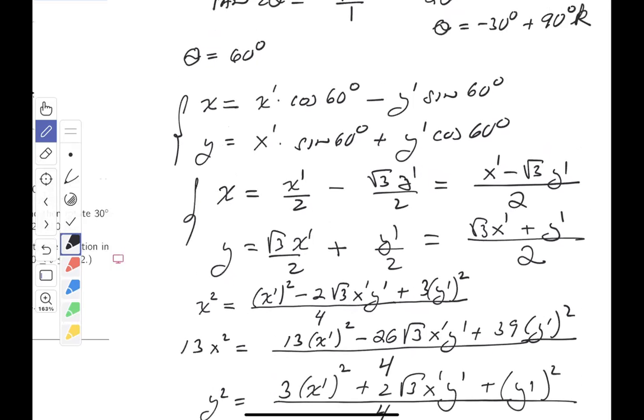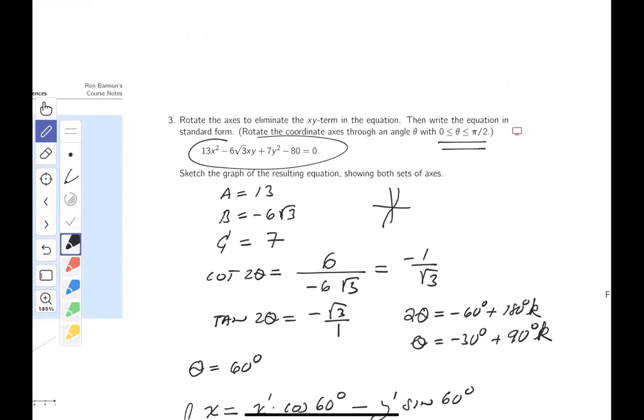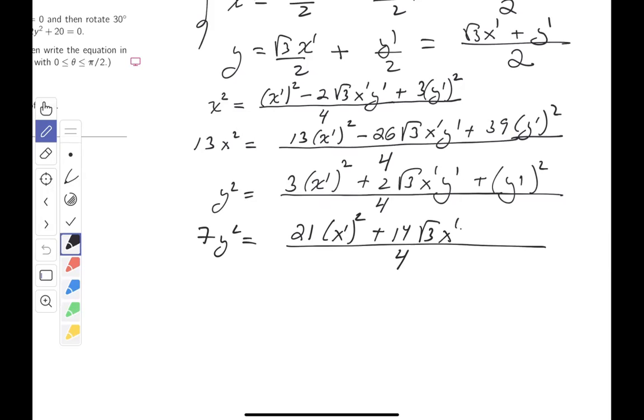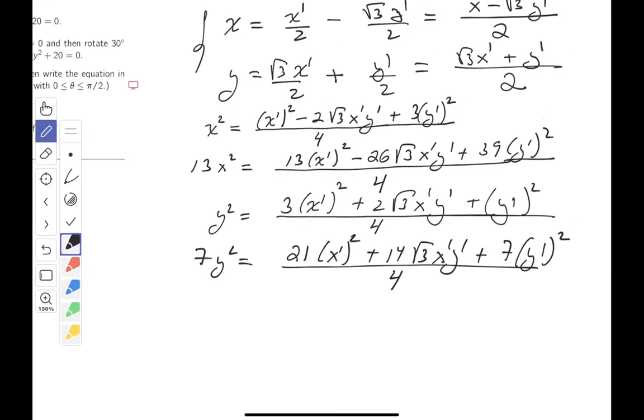But again, if you look back at the original, I really want 7 of those, and I'll write that down for you now. So what's 7 y squared equal to? 4 on the bottom, 21 x prime squared plus 14 root 3 x prime y prime plus 7 y prime squared. All right, now what else do I need? It's tough. I'm not saying it's going to be easy for you.